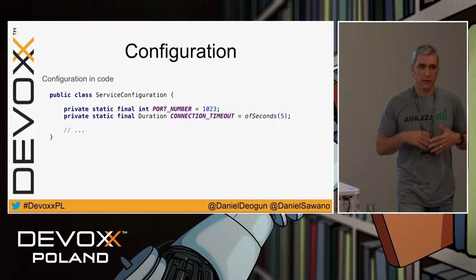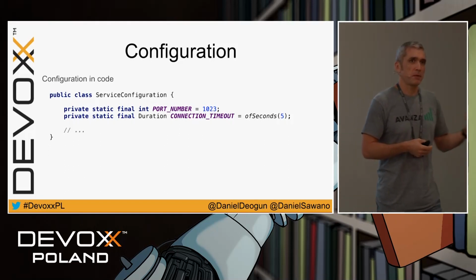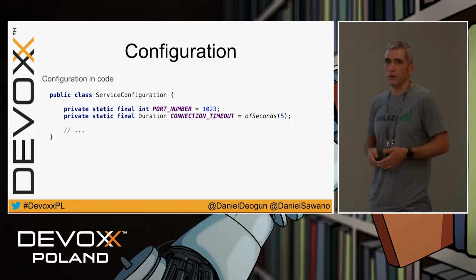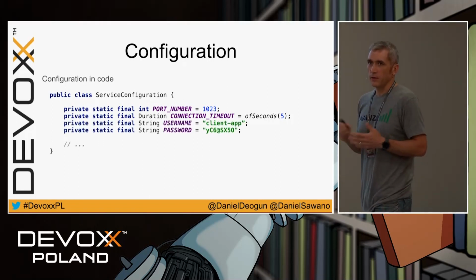Exactly. But then, after a while, you realize, okay, I need maybe a password to connect to that service. So where do you put it? Well, I already have my configuration in the code, so I put that in the code. And then you end up having this.